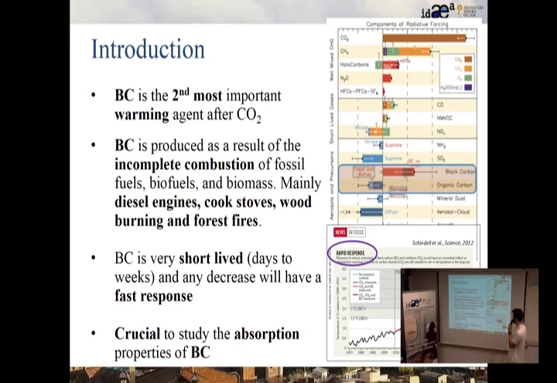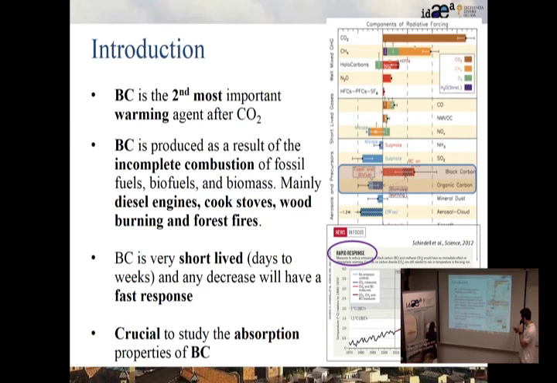It's characterized by a very short lifetime, so any decrease will have a huge, fast response on its impact on the direct radiative effect. As we can see here, for the temperature projected for the future by climate models, if there is no emission restriction, then there's a very scary, linearly increasing curve.